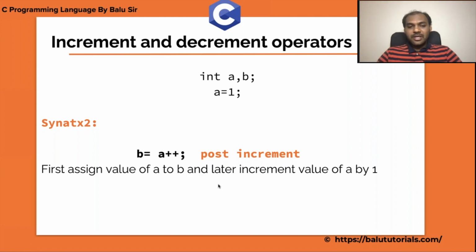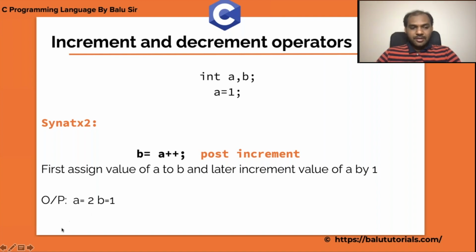So the difference will come here. The a value became 2, but the b value is still 1. Why is the b value still 1? It is assigned before the increment. This is the post operator. So before incrementing the value of a, it was assigned to b. The old value of a was 1, and 1 is assigned to b. Then after assigning, the a value was modified. So a value became 2, b value became 1. You can see the difference here.